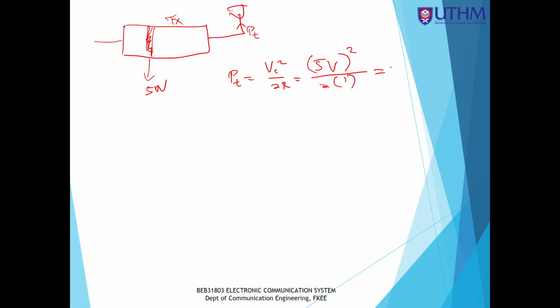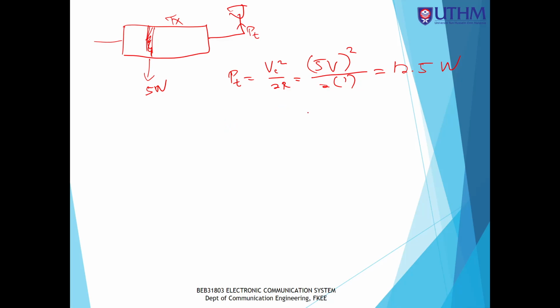So this is 25, so this is 12.5 watt. The total power is 12.5 watt, which is the total power produced by the transmitter and transmitted to the antenna. But now we know that the carrier power produced by the modulator is 5 watt. So how much is the average remaining power within the transmitter?